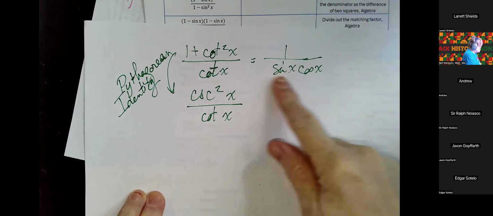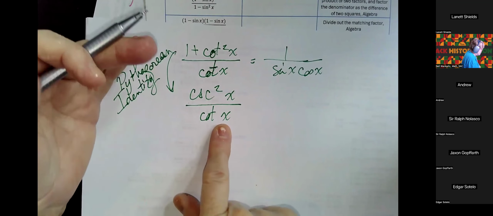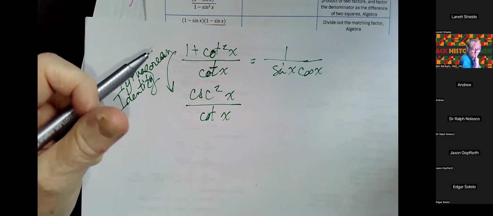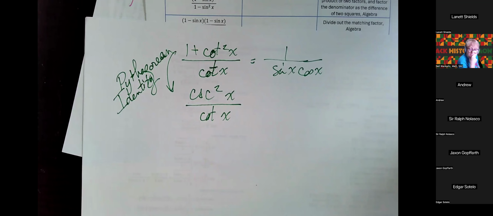I don't have any square terms in the goal. What's a good thing to try? Factoring out the square. Could factor it out, but see, we don't have a square in the denominator to match it. Is there another way to write cosecant?